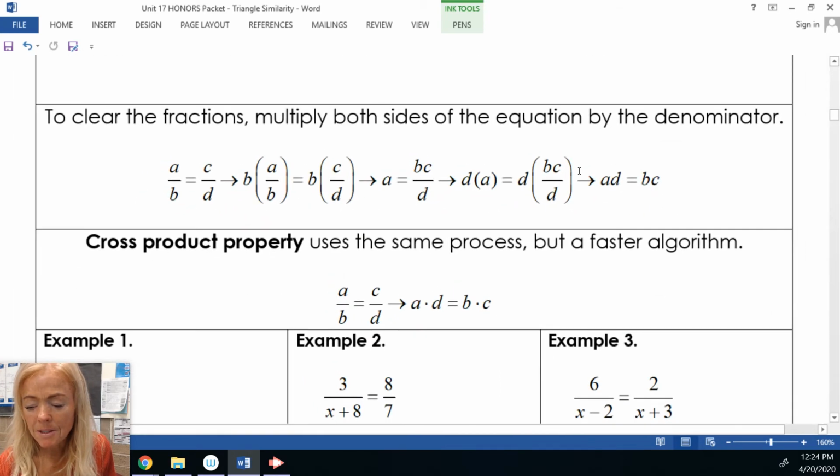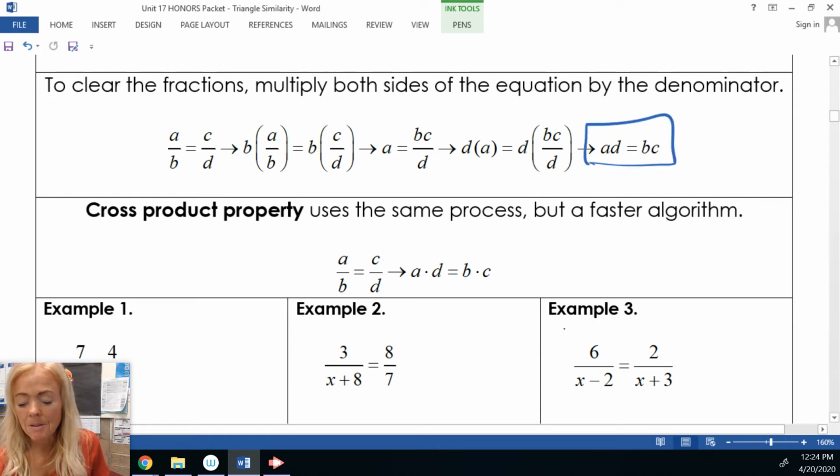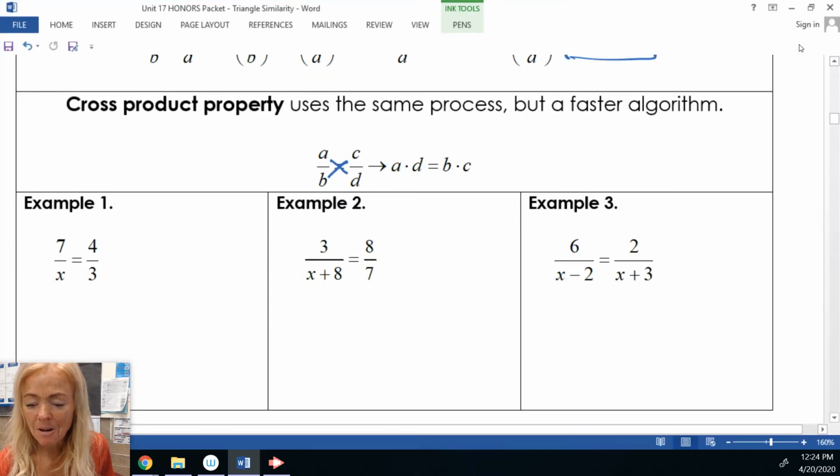What they call this are the means and the extremes, and there are a lot of things that are dealt with when you deal with that. And that just means that if I take A times D, that's equal to B times C, and a cross product is easiest to solve.